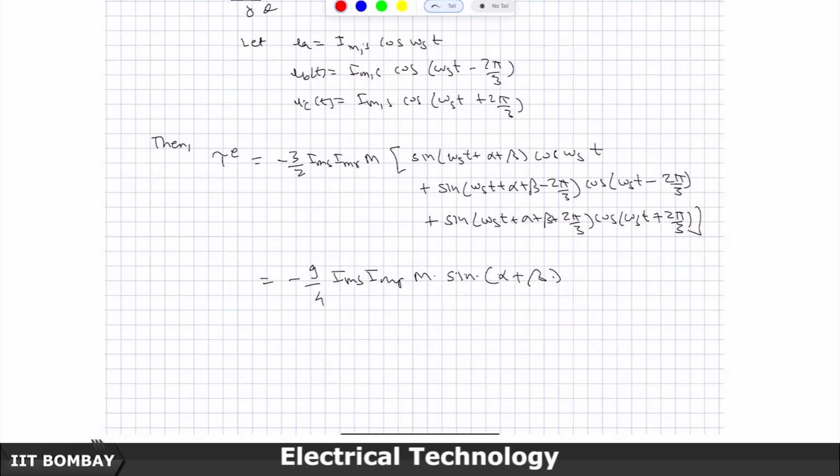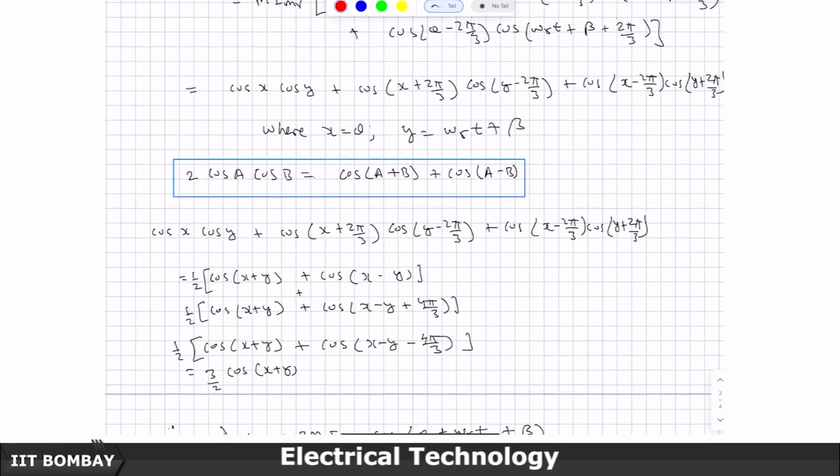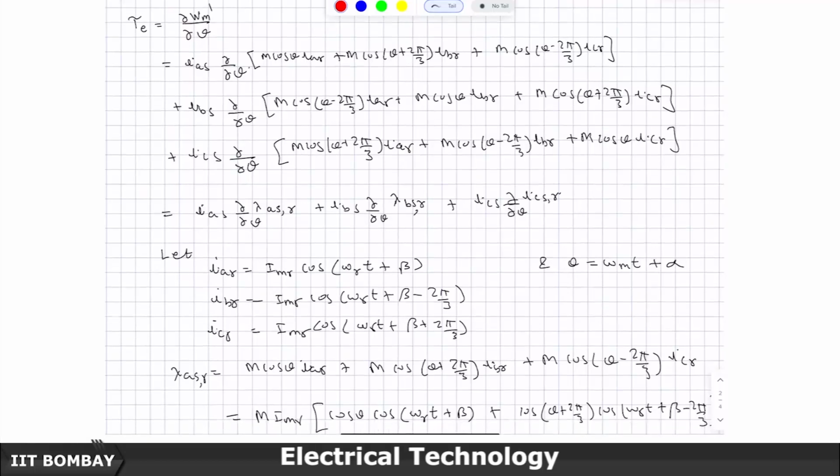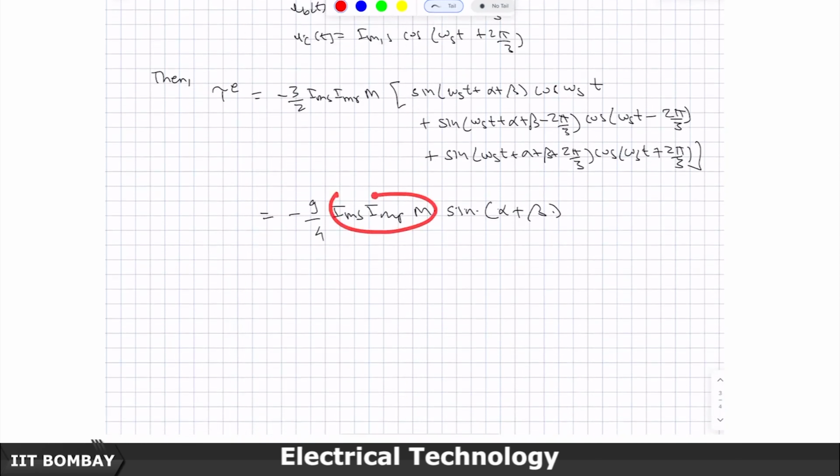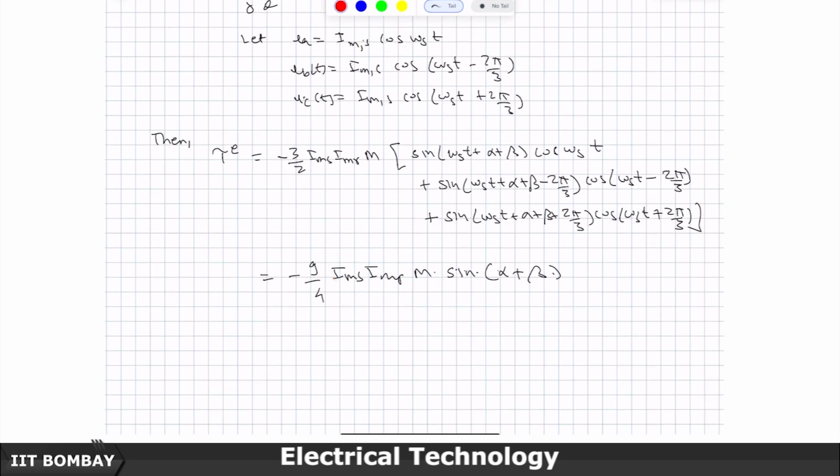Basically, you will get only that constant term which corresponds to the difference term, and a 3 by 2 constant will again come out common. So, it will become minus 9 by 4 times the two currents I_MS and I_MR. Where do these two currents come from? I_MS comes from here, I_MR comes from here, and the mutual inductance has also come from here, so this is explained. This minus 3 by 2, when you expand this, another 3 by 2 comes, so this becomes minus 9 by 4, and only the difference term matters, where omega_s t cancels out.